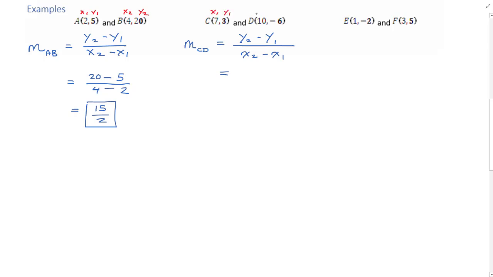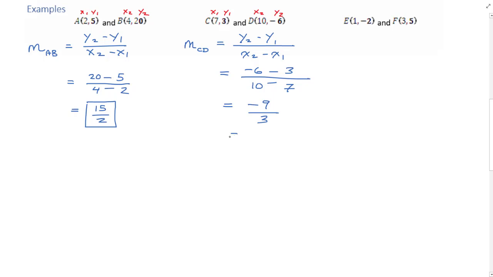x1, y1, x2, y2, and let's start substituting them in. Okay, so y2 is negative 6, and y1 is 3. x2 is 10, and x1 is 7. All right, so negative 6 minus 3 is negative 9. 10 minus 7 is 3.